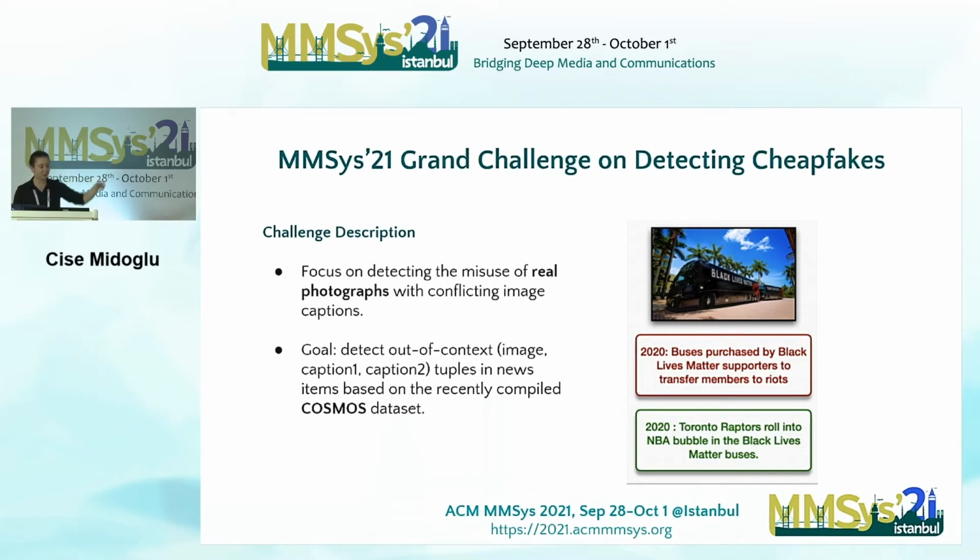Here I have an example. I just wanted to show you like the range of it, or you know, the scale of the problem. I don't know if everybody's able to see it, but there's a black bus with a Black Lives Matter banner on one of the sides of it. And this was simply, I think, Toronto Raptors, a sports team, rolling into the NBA bubble in their bus, which they just happened to have signed with Black Lives Matter. But, for instance, a news outlet could be presenting this as buses purchased by Black Lives Matter supporters to transfer members to riots.